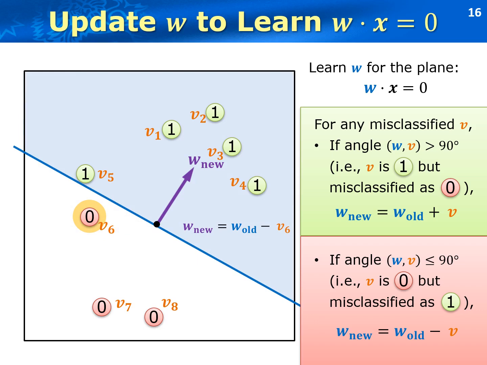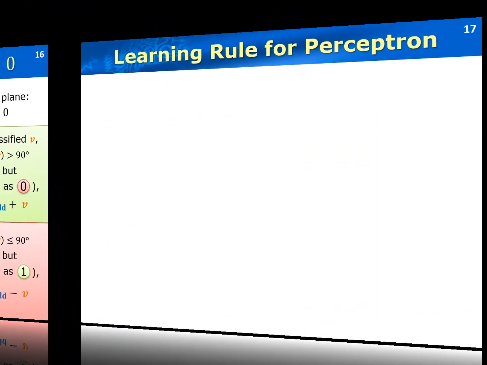After the update, we notice that all red points are outside the region, and all green points are inside. There are no points misclassified. Thus, the learning process is complete. Based on the above example, let's now summarize the learning rules for the perceptron.